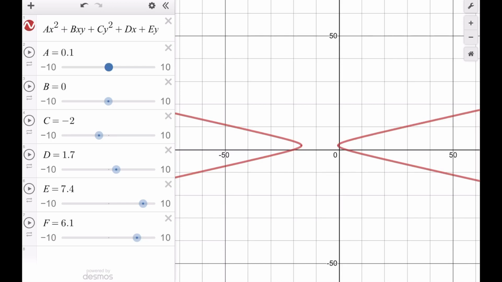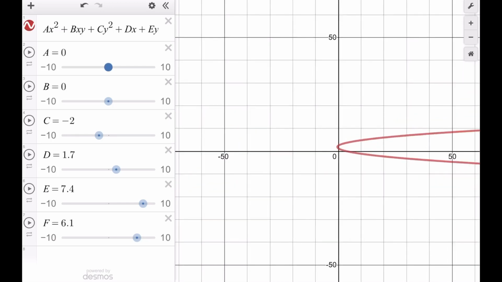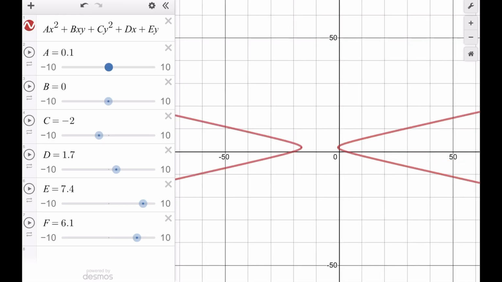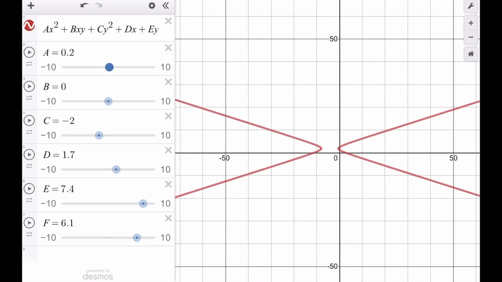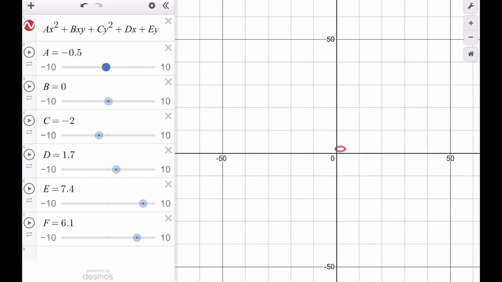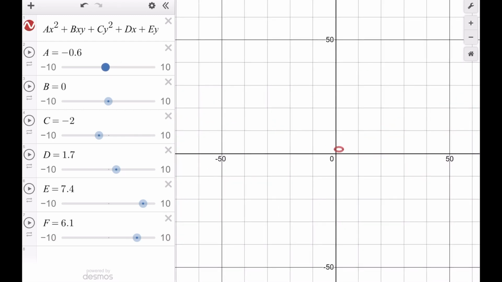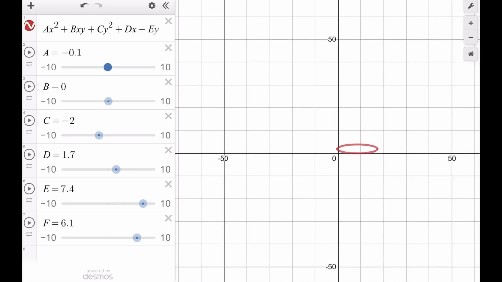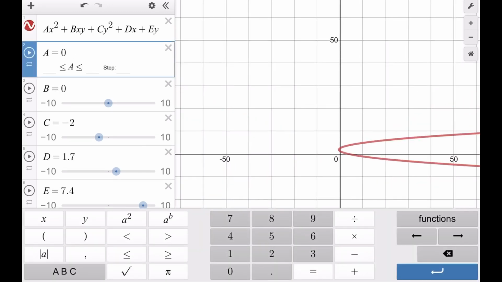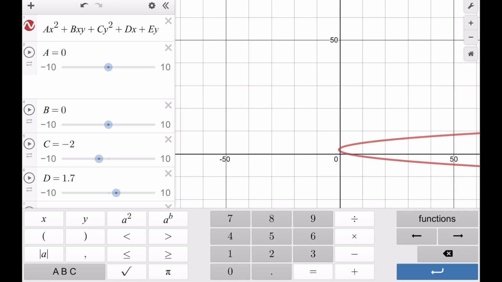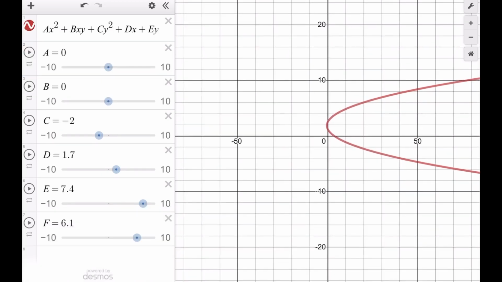Flip this over to negative 0.1, and just barely there, it switches from being a parabola to an ellipse, a hyperbola, an oval or an ellipse. So notice it's very, very, very picky. It has to be exactly at 0. All right, so let's summarize these values. I'm going to go back to my notes, and so we can summarize these.